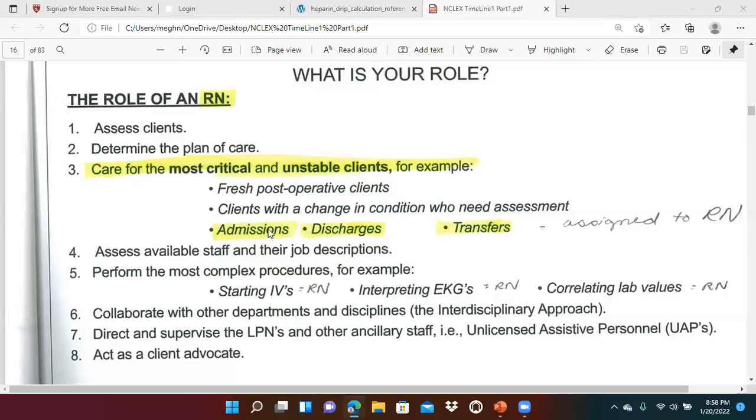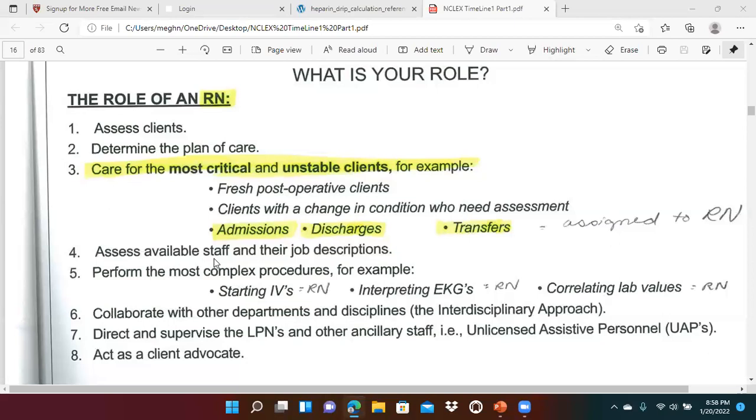The RN is always there when a patient is admitted, when a patient needs discharge from the hospital, and also transfer from one unit to another unit. Like a patient who has pulmonary TB and needs to stay for a long time in the hospital, or needs to transfer to a rehab center, or to a hospice center who has cancer, right? Terminal disease. So the RN is always supposed to be there.